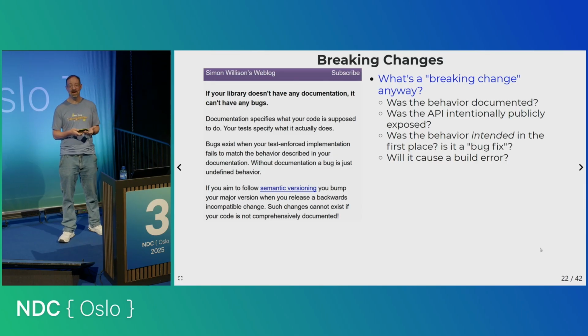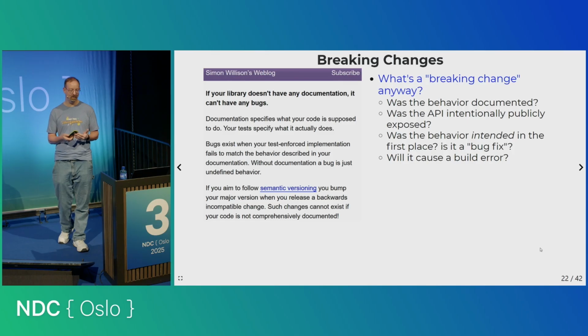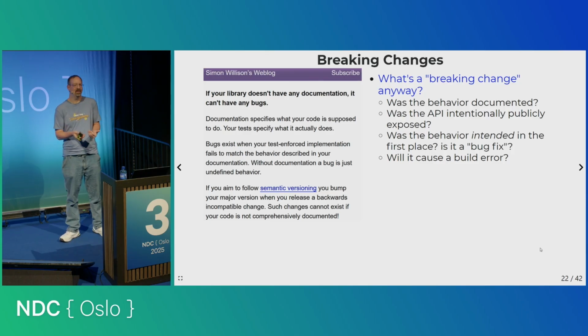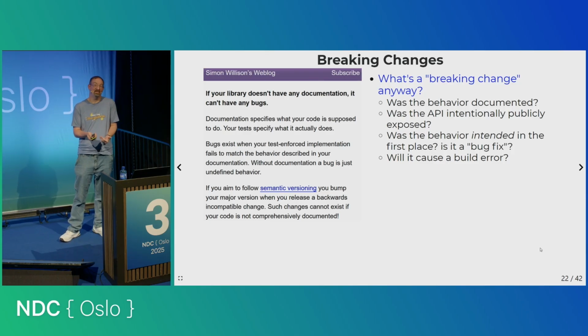Questions like, was the behavior documented? Was the API publicly exposed? What did we intend the behavior to be in the first place? Is this actually going to cause a build error? How many people actually care about this? All these different things.